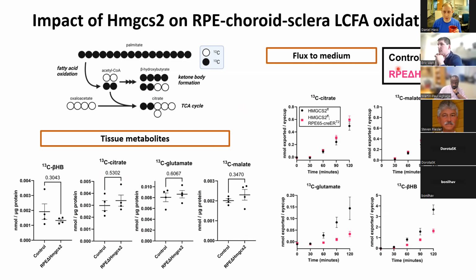We looked at BHB, though, that was exported into the medium, and we looked at a few things exported in the medium. Among them, in this lower right-hand corner, is BHB. Again, HMG-CS2 is necessary and rate-limiting to make BHB. And there is a reduction in the formation of BHB over time, but it's not totally shut off. So that indicates to us that the knockout does work, but it doesn't seem to be stopping all BHB production in mouse RPE choroid.